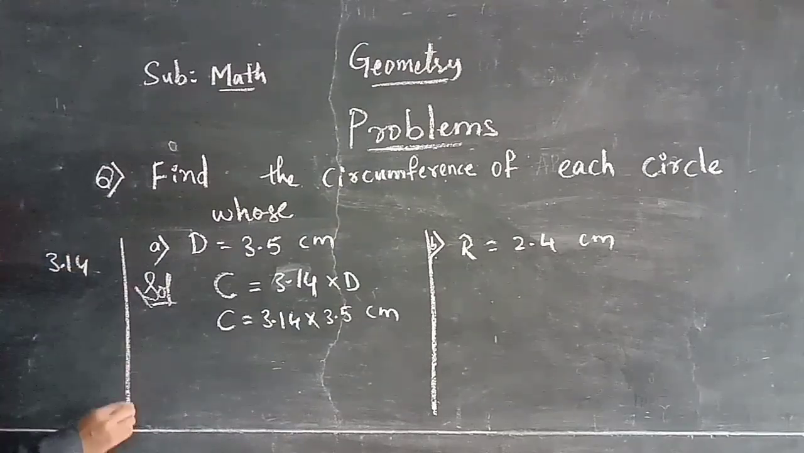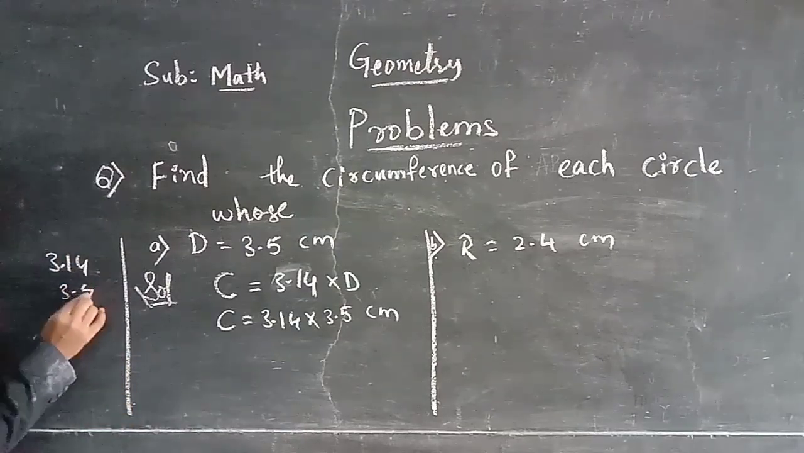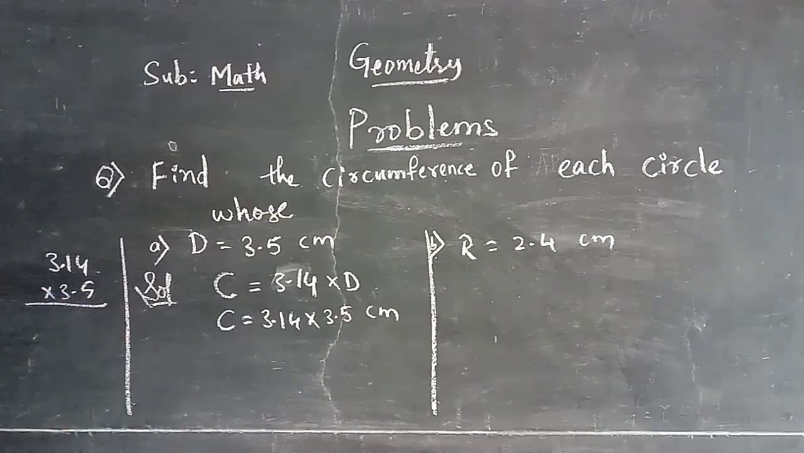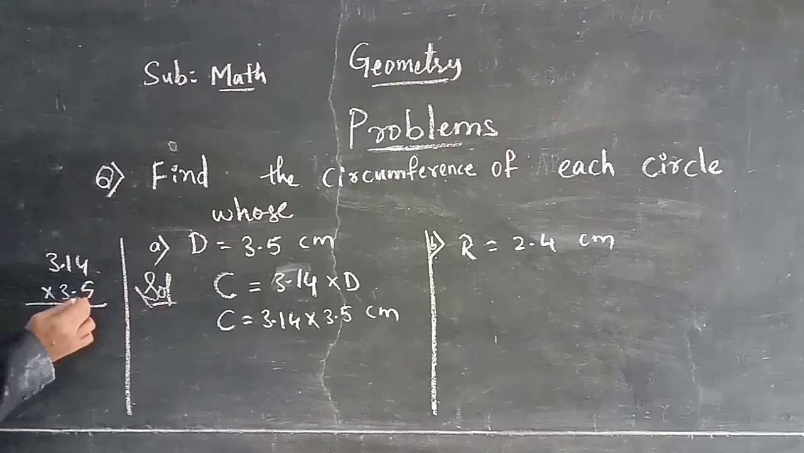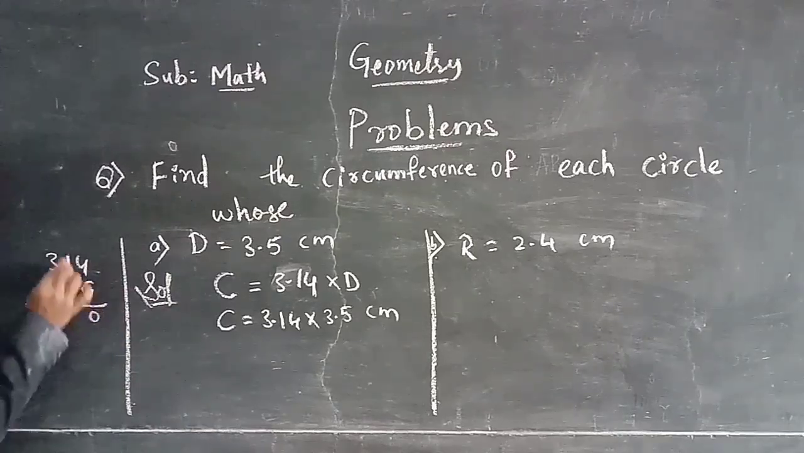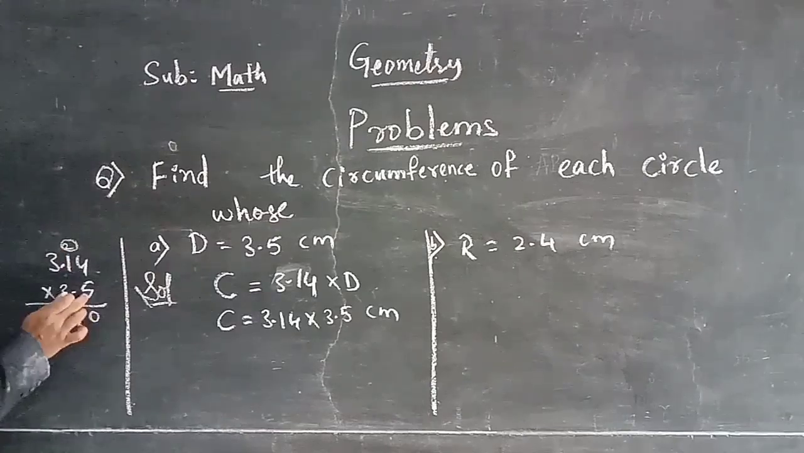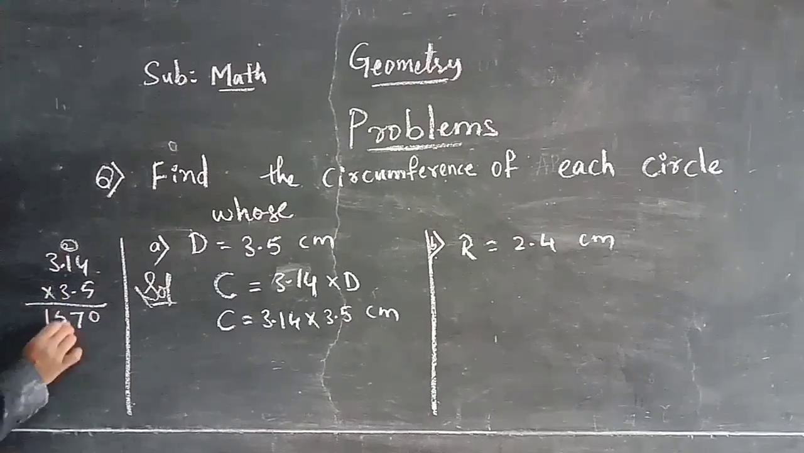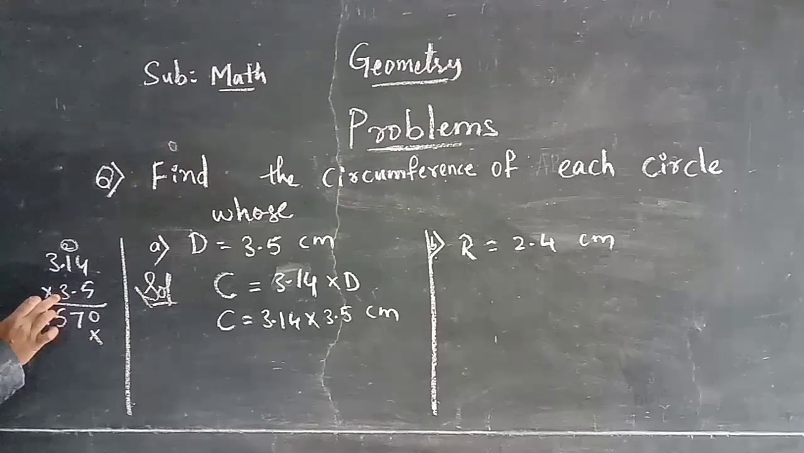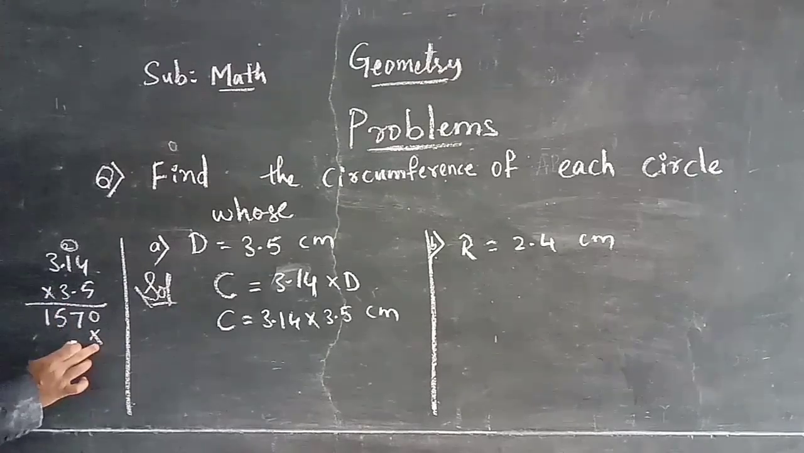3.14 into 3.5. First let's multiply all the numbers. Later on we can keep the decimal point. Now 5 4s are 20. 5 1s are 5, 6, 7. Now 5 3s are 15 here. Now for the next digit, when I am multiplying, we need to keep the cross here.